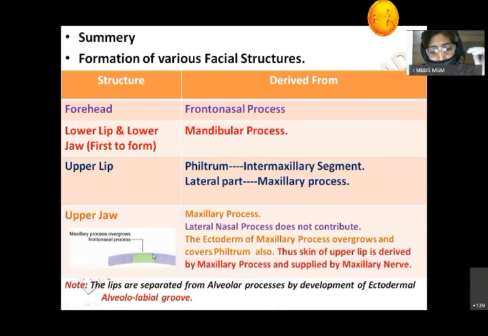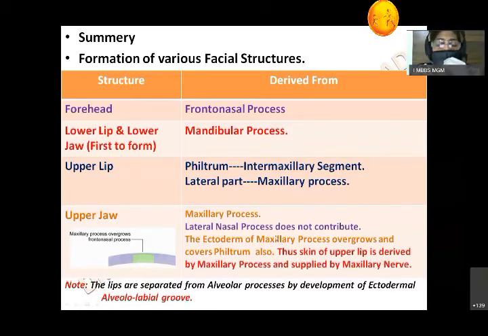Now in the figure you can appreciate this blue color is the maxilla. This yellow color is the philtrum formed of the upper lip. Now this blue line is extending over the philtrum also. This you can appreciate in the figure. Okay. So the skin of the upper lip and the upper jaw is formed by the maxilla only, but the inner part of the philtrum and upper jaw is formed by the intermaxillary segment. So the skin of the upper lip is derived from the maxillary process and it is supplied by the maxillary nerve.